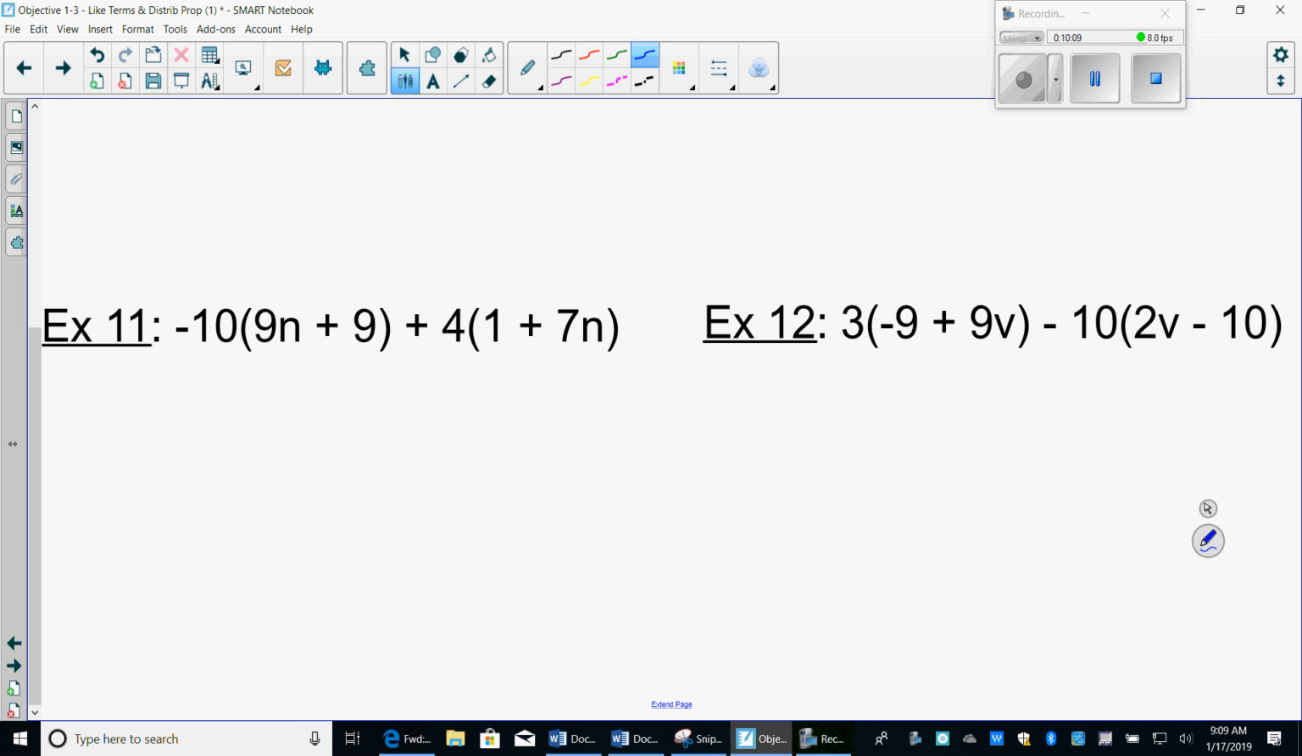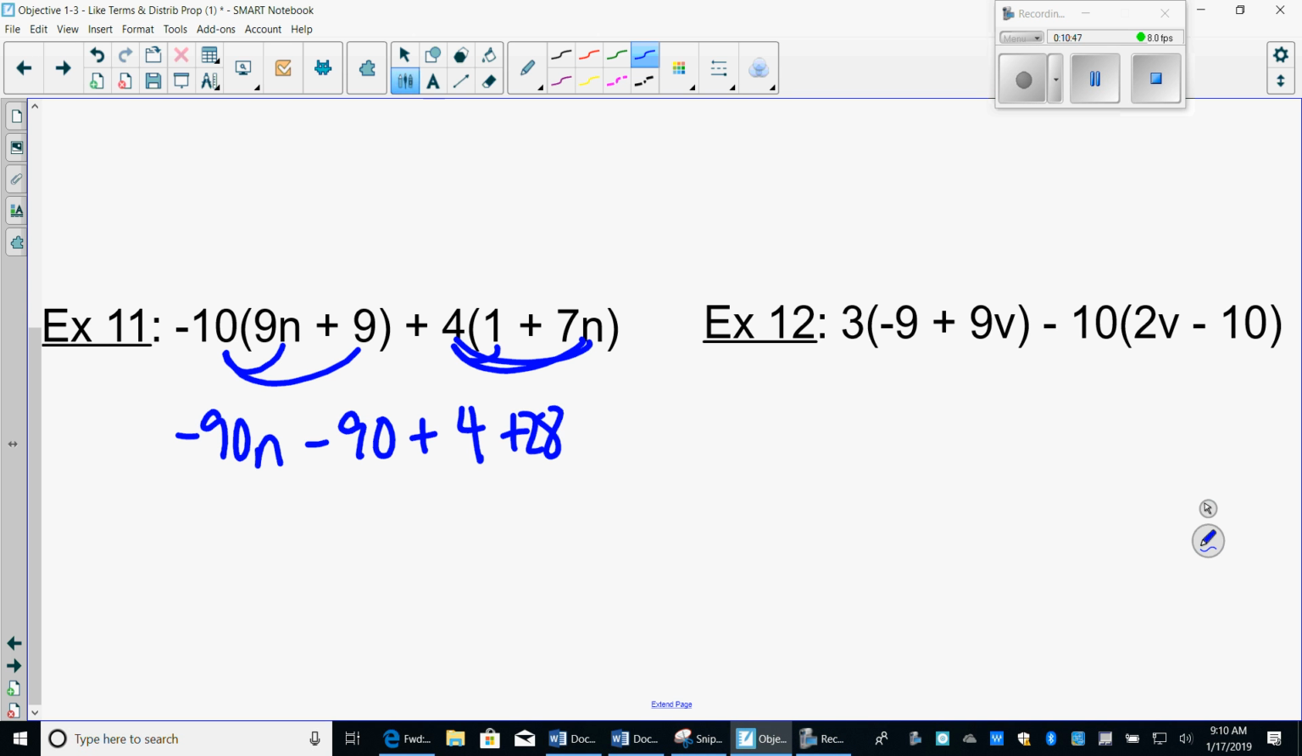Talk me through it, Eli. Okay, so negative 10 times 9n is? Negative 90n. Then what? Okay, multiply to the 9 too, so negative 10 times 9 is? Negative 90. Okay, I'm going to go ahead and distribute to here too. Alright, so 4 times 1 is 4. 4 times 7n is 28n. Now what?